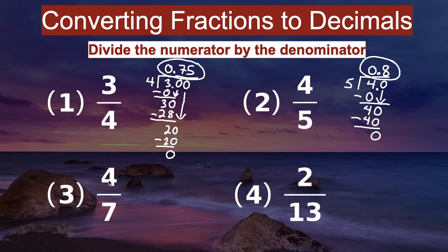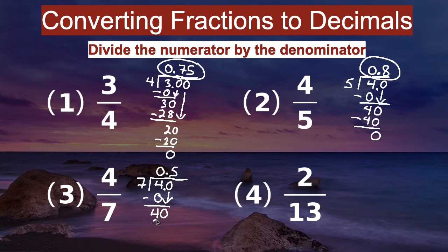Number 3, 4 divided by 7. Once again, we're going to write the numerator inside of the box, and we're going to write the denominator on the outside. 7 goes into 4 0 times. And then we're going to proceed with adding the decimals. We're going to go ahead and drop that first 0 and ask ourselves, how many times does 7 go into 40? 7 goes into 40 5 times.